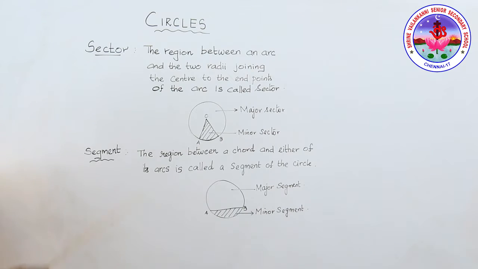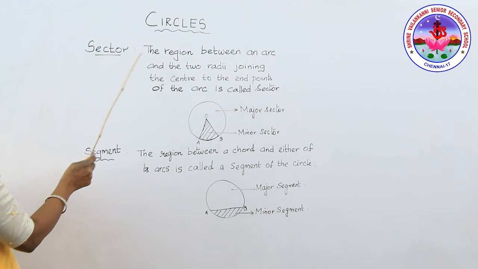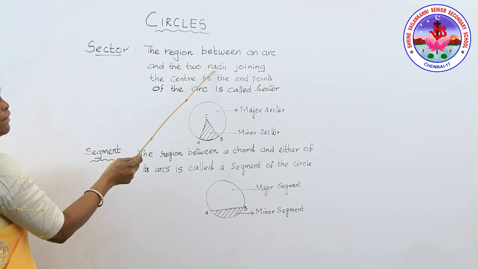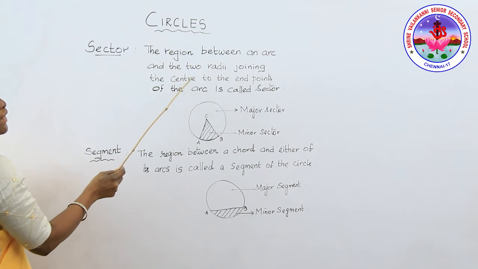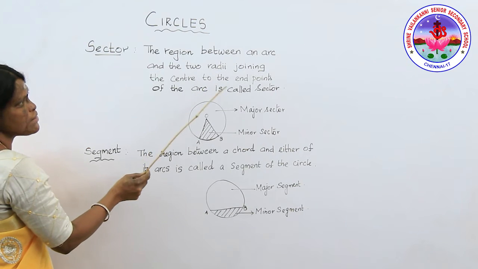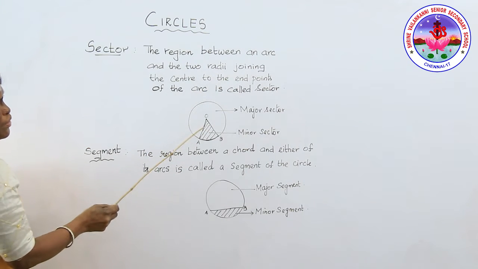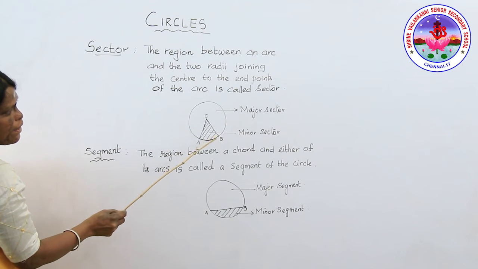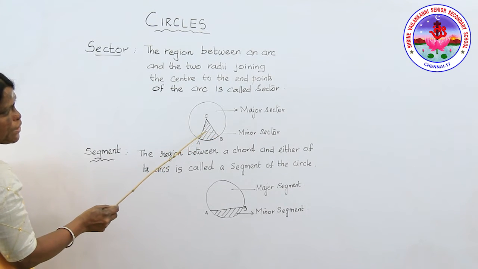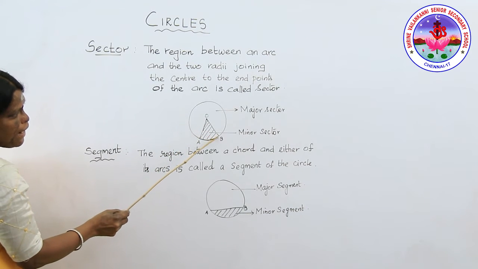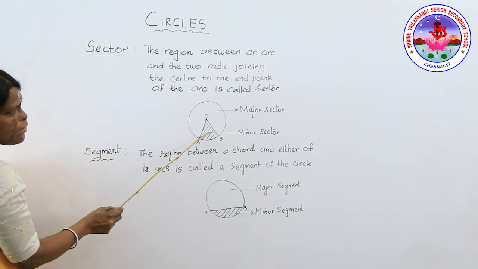Coming to the session, let us define what is a sector. The region occupied between an arc and the two radii, where they join the center to the end points of the arc, is defined as a sector. Let us see in the figure. I have drawn a circle, I have drawn two radii and AB is an arc. The region occupied between the two radii and the arc of the circle is called a sector.